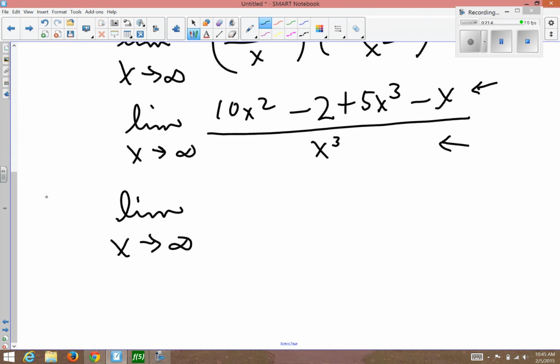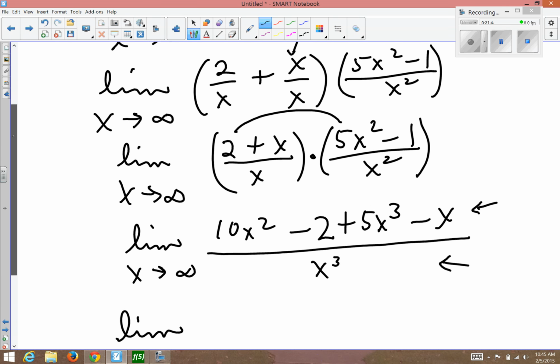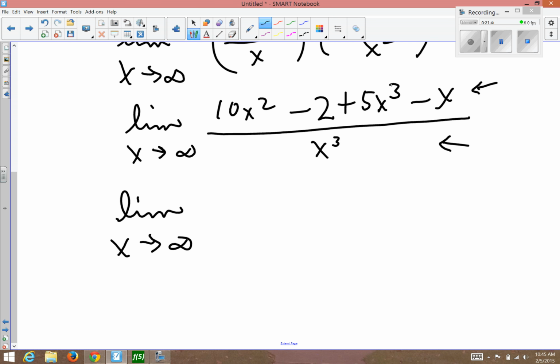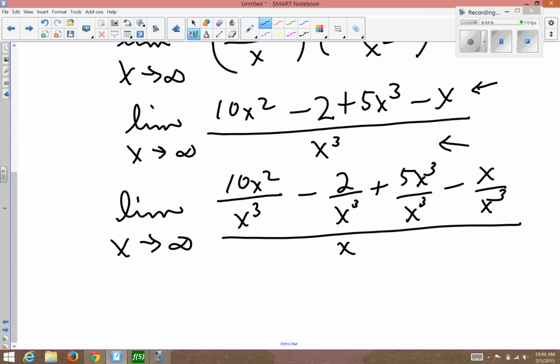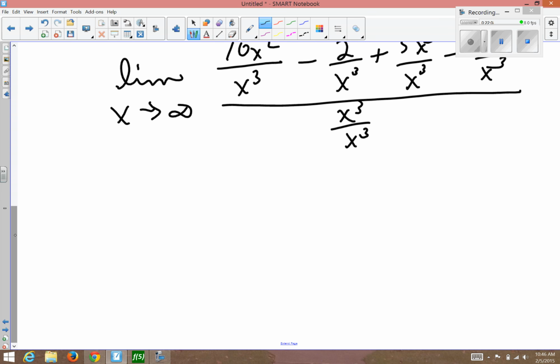Notice in each step the limit as x approaches infinity. I just keep bringing that down. So there's no power of x higher than x to the third, so we're going to divide each term by x to the third. Okay, a lot of these fractions can be simplified.